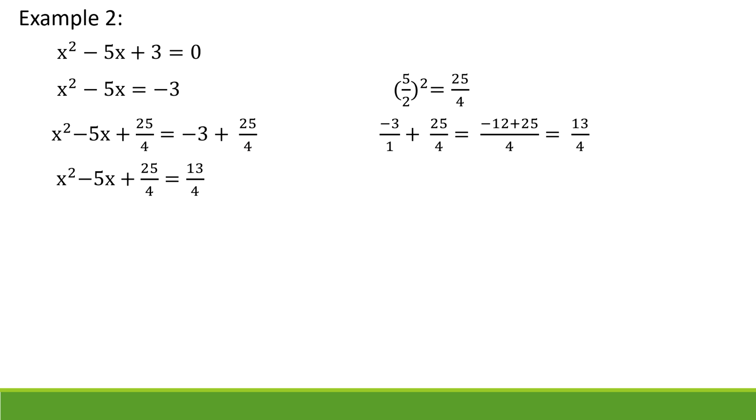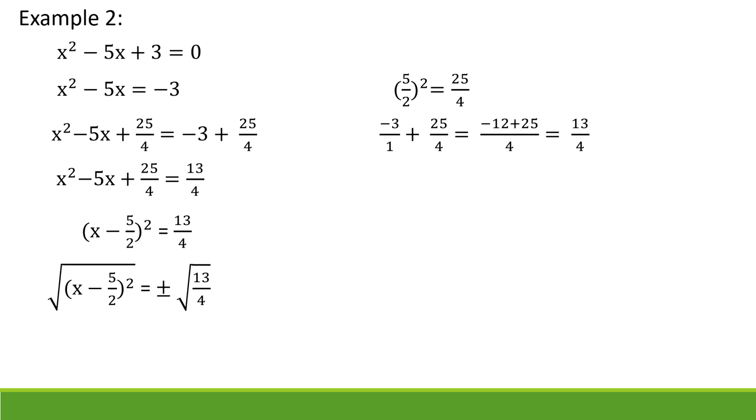Next, get the factor of the left side of the equation. Because this is a perfect square trinomial, get the square root of x squared, which is x, and get the square root of 25 over 4. The square root of 25 is 5, and the square root of 4 is 2. Then the sign of 5 over 2 depends on the coefficient of x. This is negative, so the sign of 5 over 2 is negative.